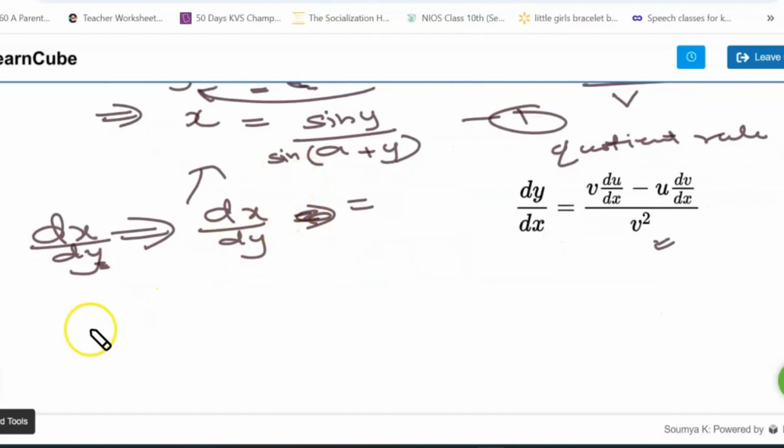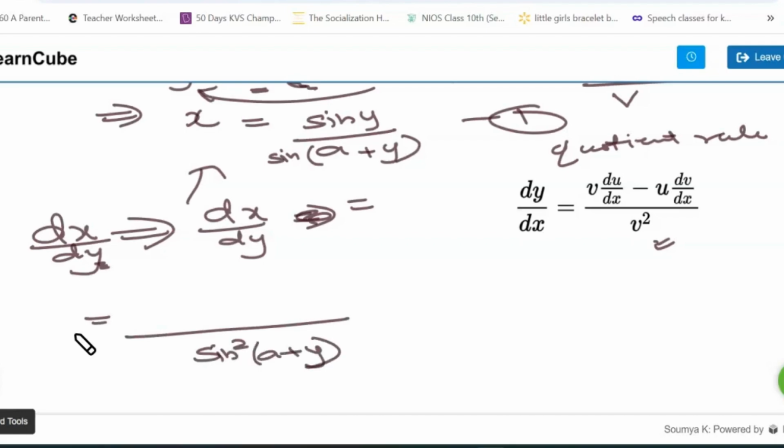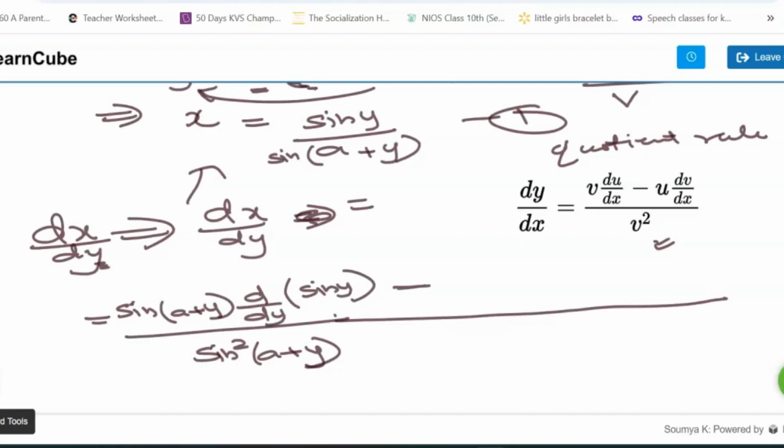Now the dx by dy we are going to find. So in that case, below you get sin square of a plus y, and here you can see v, that is sin of a plus y, times d by dy of sin y. Okay, minus, now take sin y according to the formula, times d by dy of sin of a plus y.